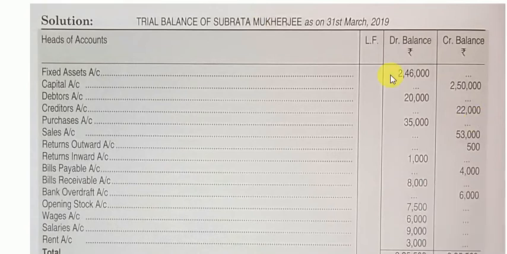Since this is prepared on a particular day, which is generally the end of the year or end of the month. Now, the columns stand for heads of accounts, LF, debit and credit. Now comes our first posting, fixed assets account. It will go in the debit column 2,46,000. The second ledger is capital account. It is going in the credit column being a liability.